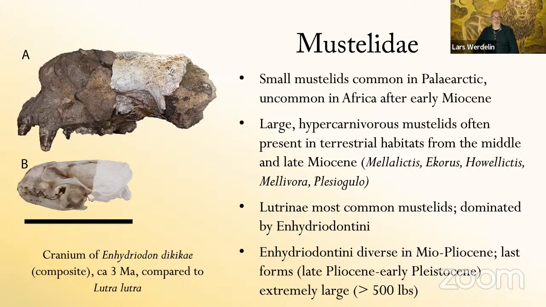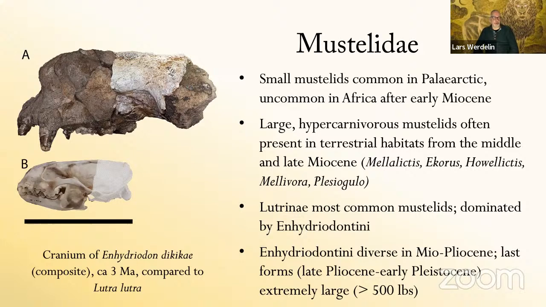And if you look at this illustration on the left here, the figure in A is a composite cranium of Enhydriodon dikikae. So the facial cranium here is from Dikika, and the posterior part where it is white and going back is from Kanapoi. So from two different localities from different times, but they appear to be the same species. And although the Kanapoi specimen was a little smaller, I've tweaked that a bit to put this together.